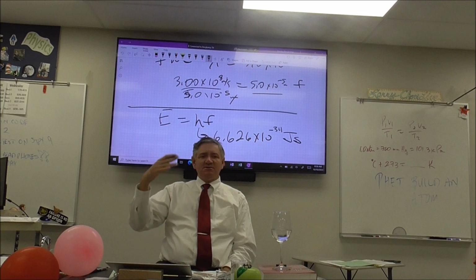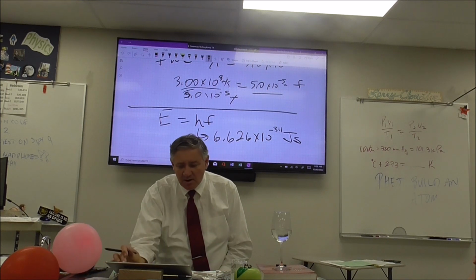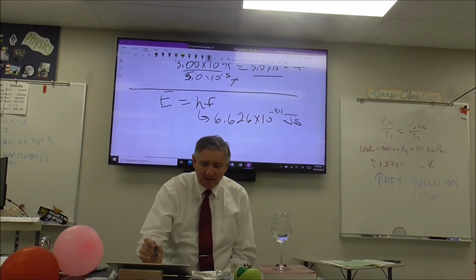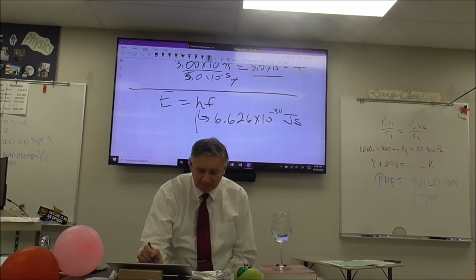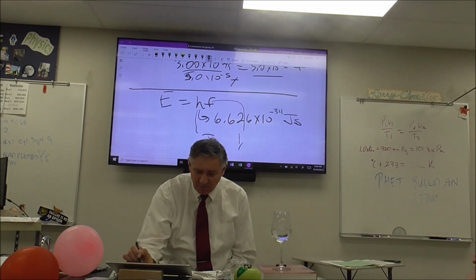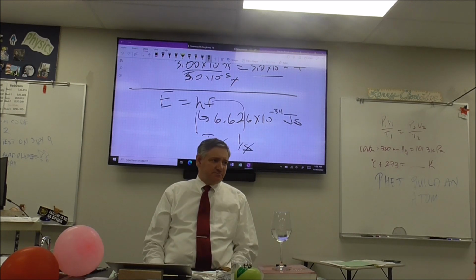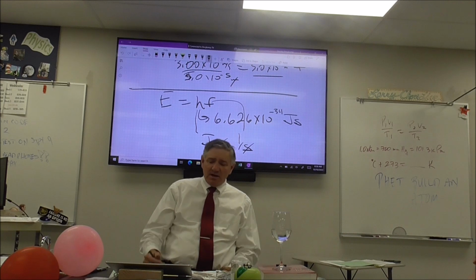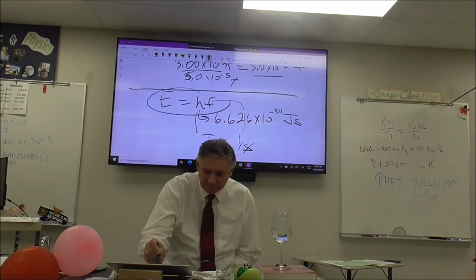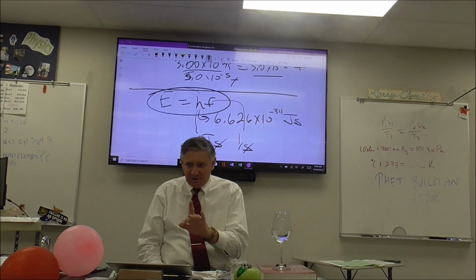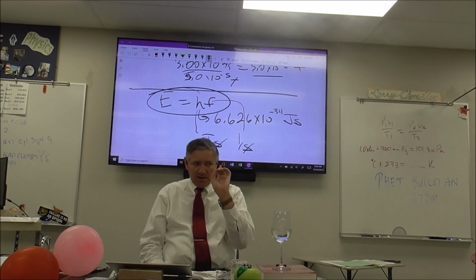Okay? So this is the cool part about this. Look what happens to the units. So you have Planck's constant, which is in joule seconds. You have frequency, which is 1 over seconds. The seconds cancel out, you get joules. And that's what energy is made of. So what this gives you is the energy in a single photon of light.